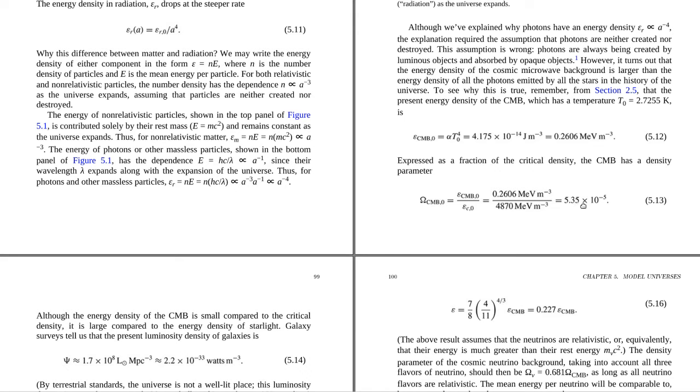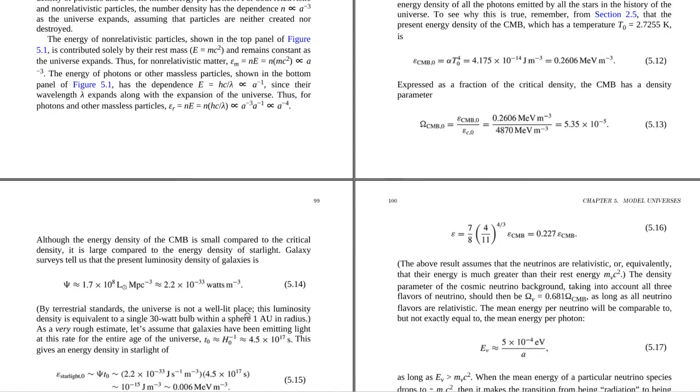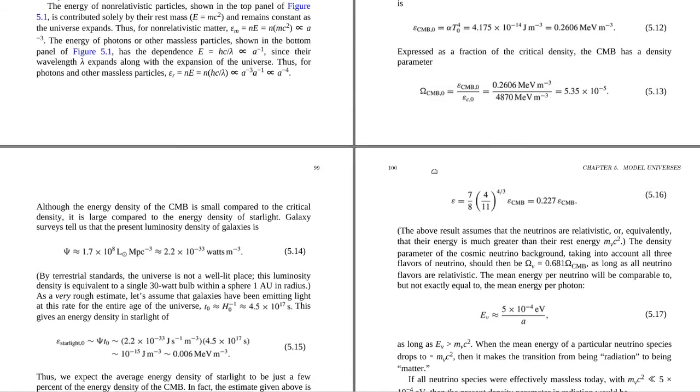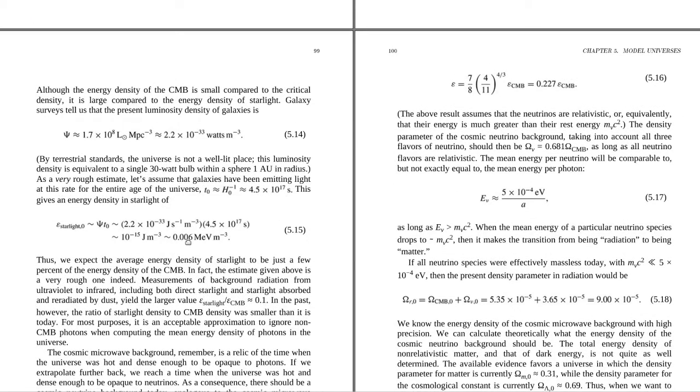Right? However, even though this is a very small number, the total energy density of the cosmic microwave background photons is actually very large with respect to starlight, because when you estimate that, the energy density of starlight turns out to be this very small number, right? So compare this to the cosmic microwave background photon energy density. This is 0.26 megaelectron volts per cubic meter. This is 0.006 megaelectron volts per cubic meter.